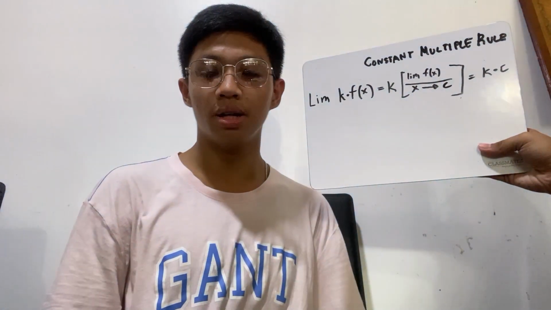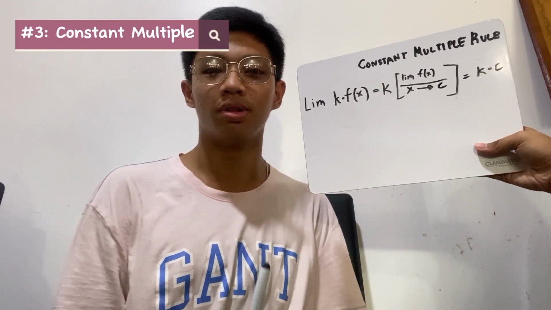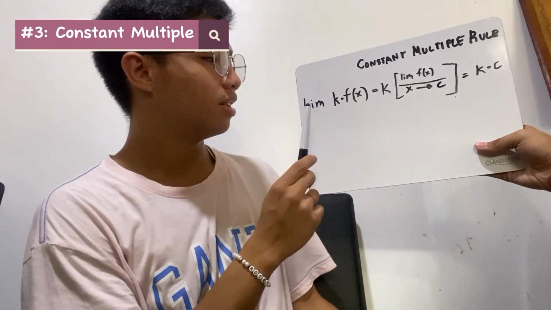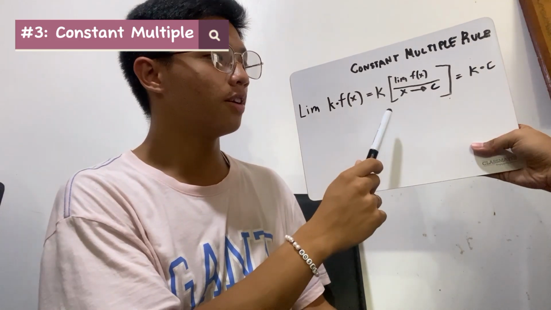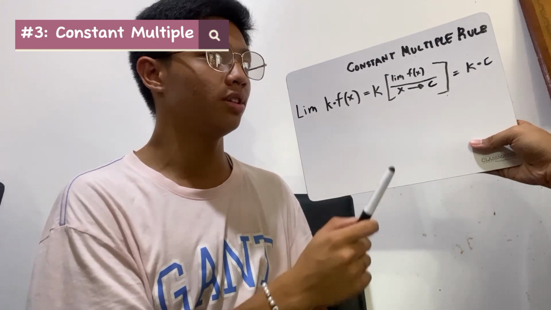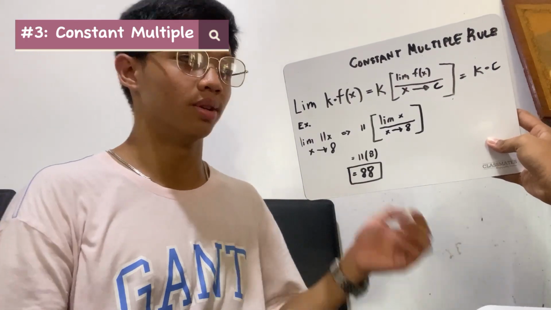So hello guys, ngayon naman pag-aaralan natin yung third limit theorem, which is yung constant multiple rule, which is denoted as limit of k times f of x equals k times limit of f of x as x approaches to c equals k times c. So ngayon, i-apply naman natin siya sa isang example.